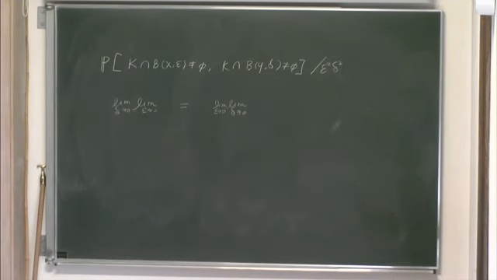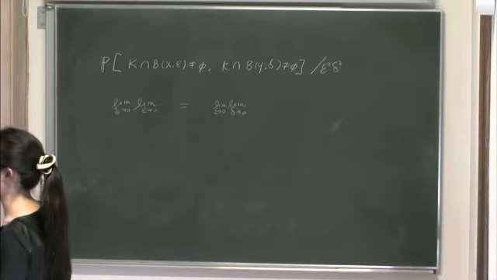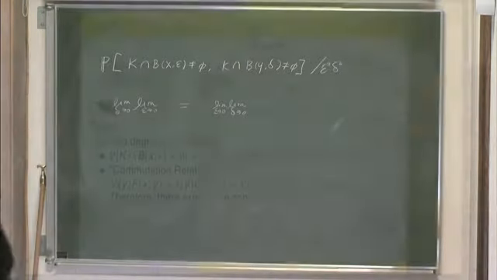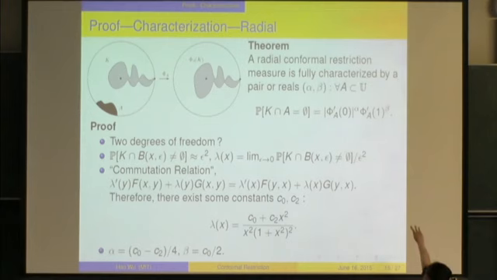And here in this relation, this big F and the big G are just explicit functions in x, y, so you don't need to worry about it. They are just explicit. And then from this commutation relation, we can solve the function lambda. Here is the solution of this function. And from the solution here, we see that we only have 2 constants, C0 and C2. So this tells us for the radial case, we have at most 2 degrees of freedom.